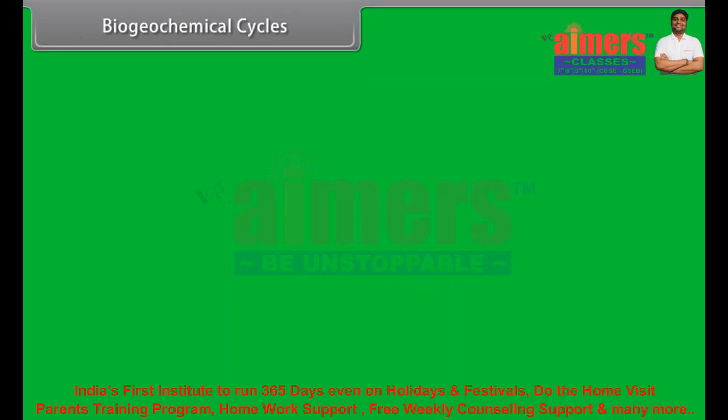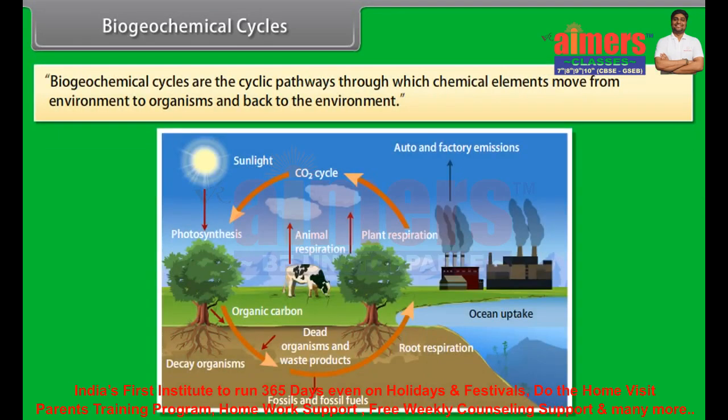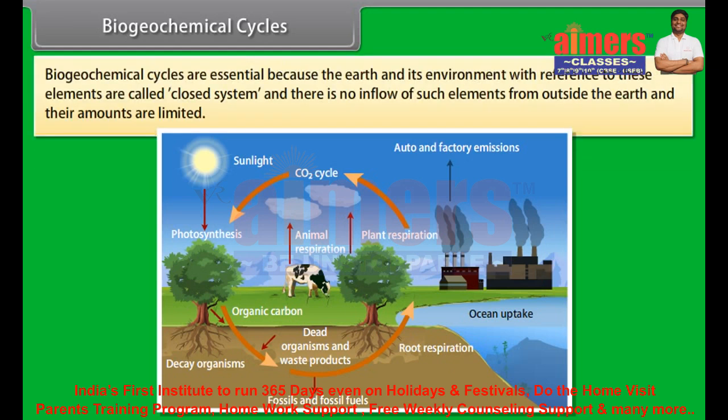Biogeochemical cycles. Biogeochemical cycles are the cyclic pathways through which chemical elements move from the environment to organisms and back to the environment. They are essential because the earth and its environment, with reference to these elements, are called a closed system, and there is no inflow of such elements from outside the earth, and their amounts are limited.